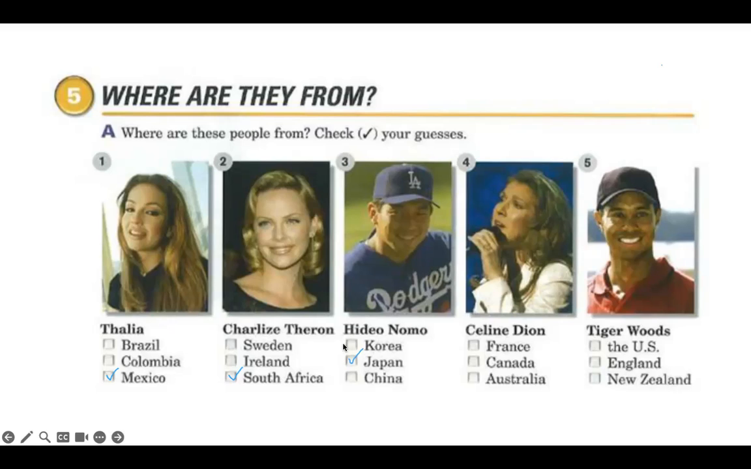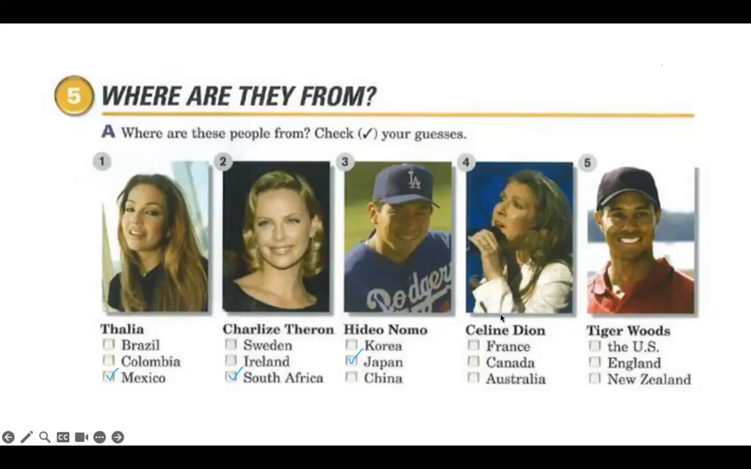Do you think this is right or incorrect? What do you think? Is this correct or incorrect? Is he from Japan? Correct. Si yo les digo, is he from Japan? Yes, he is from Japan. Solo, yes, he is. Remember? Así respondemos a las yes, no questions, right? Is he from Japan?